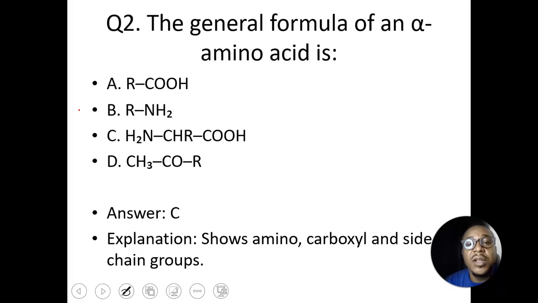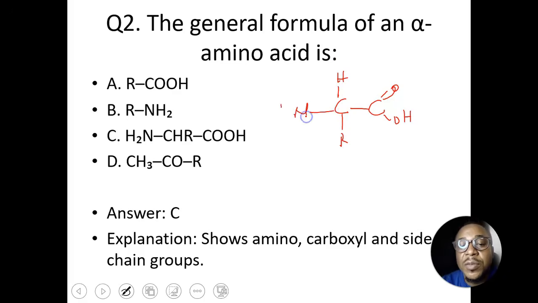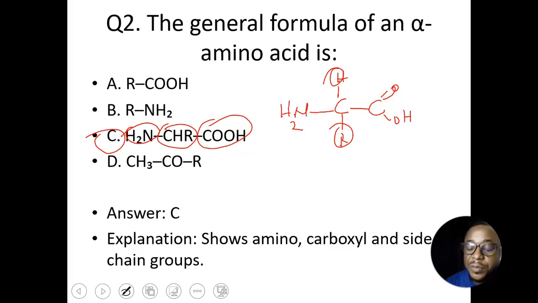Now the general formula for amino acid is dash. From the structure on the previous slide, we have COOH, the alpha carbon that has hydrogen and the R group, then the amino group. So you can see the right answer to that question is C. This carbon is going to have this hydrogen and this R, then we have the carboxy group and amino group.